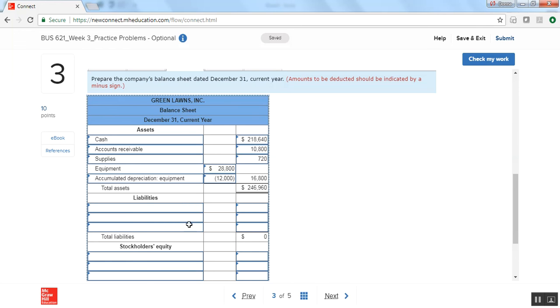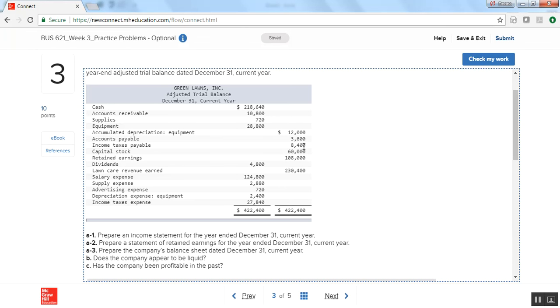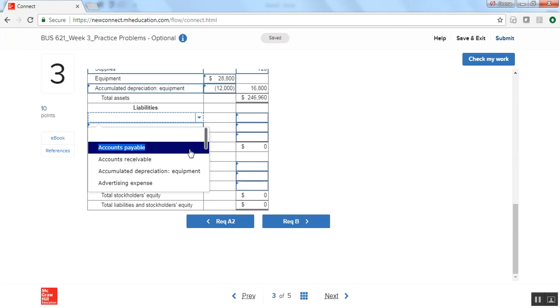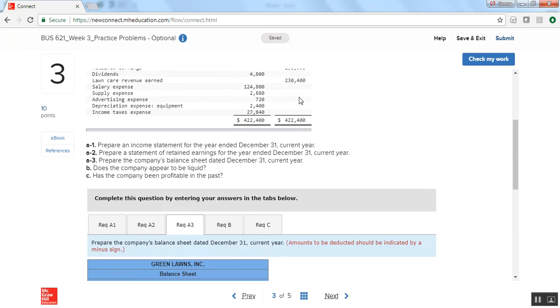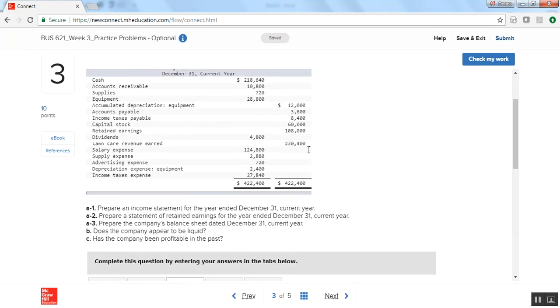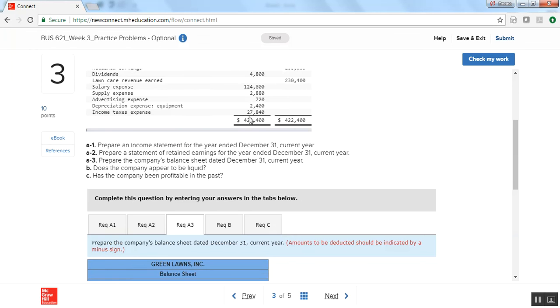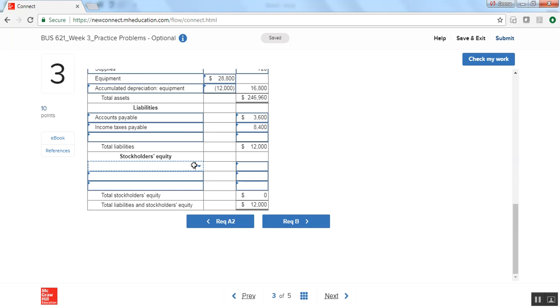That means the total of our liabilities and our stockholders' equity needs to be that amount as well. So now let's look at our liabilities. These are all the credit balances. We only have two liabilities: accounts payable and income taxes payable, which are 3,600 and 8,400. So our total liabilities are $12,000. Am I missing any? No. Now we have capital stock of $60,000.